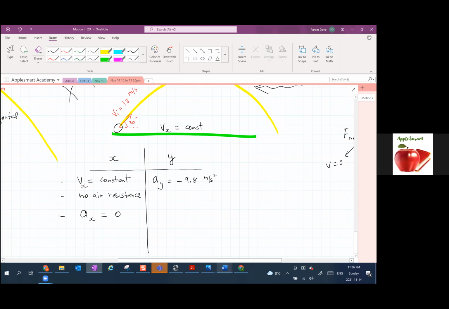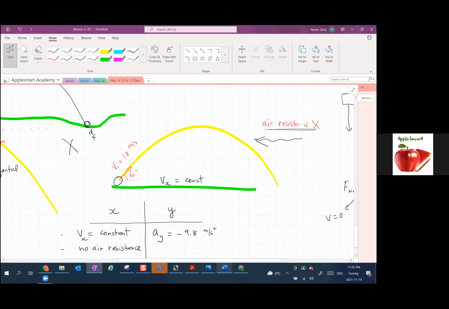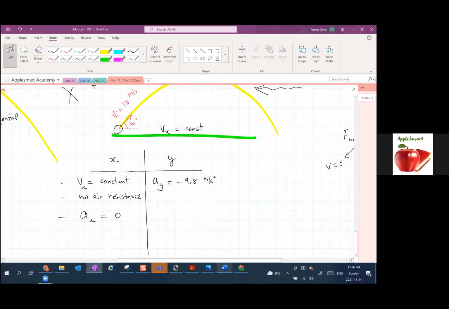So you want to treat this whole problem as though it's made up of two parts: the x part, where it is constant velocity, and the y part, where the acceleration is negative 9.8. So for all projectile motion problems, folks, these two values will always be the same. Ax will always be 0, ay will always be negative 9.8.